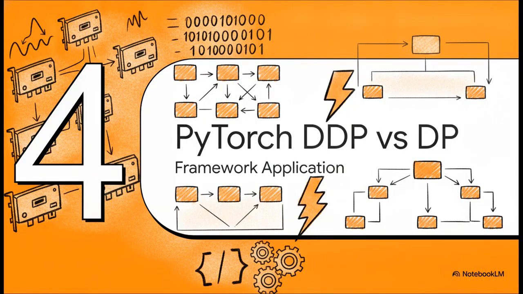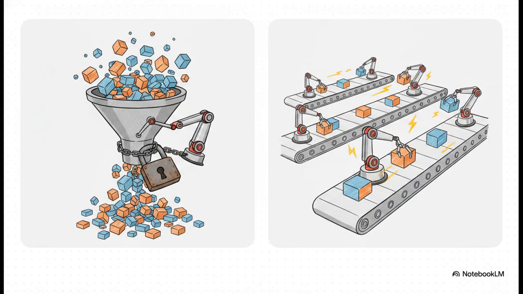On to part 4, PyTorch DDP versus DP, looking at framework application. So we understand the hardware and the middleware. But when engineers actually write the code, they usually face a classic showdown: data parallel versus distributed data parallel. DP is a single process strategy, and it's severely limited by the dreaded Python global interpreter lock. Crucially, it gathers gradients synchronously, which totally kills performance. DDP, on the other hand, is the undisputed winner. It spawns multiple processes to completely bypass the GIL, and most importantly, it inherently leverages the asynchronous overlapped NCCL techniques we've just spent time exploring.